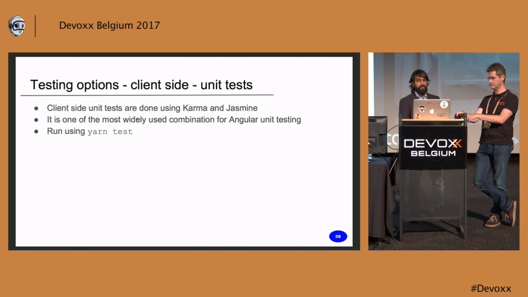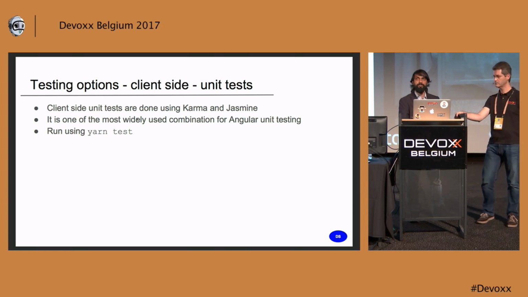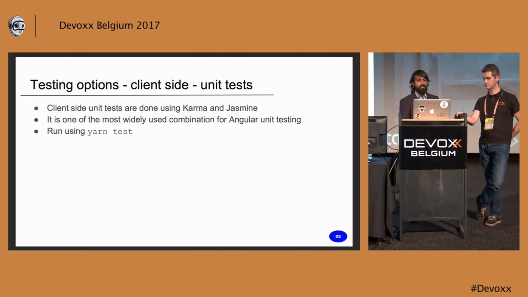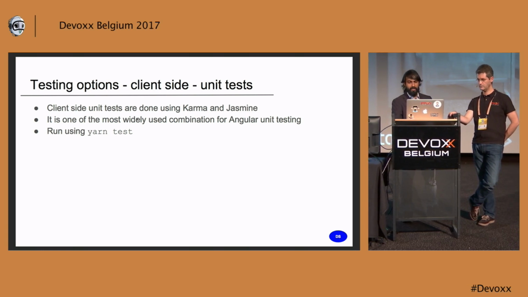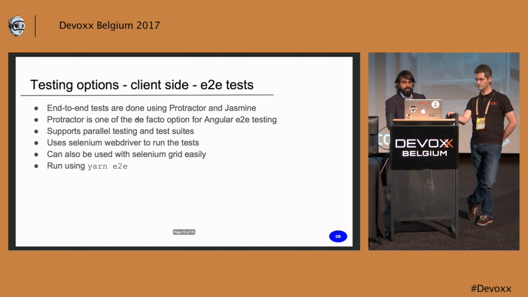On the client side, by default, we generate Karma and Jasmine unit tests. Tests are written using Jasmine, and they are run using Karma. This is one of the most widely used unit testing frameworks in the Angular world, and otherwise as well. You can run them using the yarn test command. For E2E tests, we also support Protractor as an optional item. You can enable Protractor. Tests are again written using Jasmine and run using Protractor.